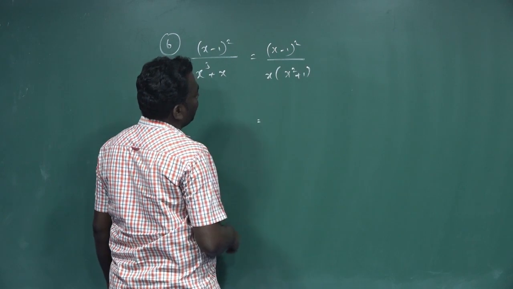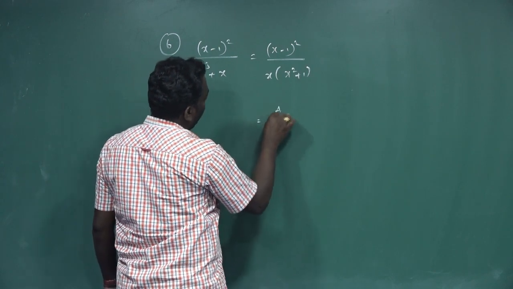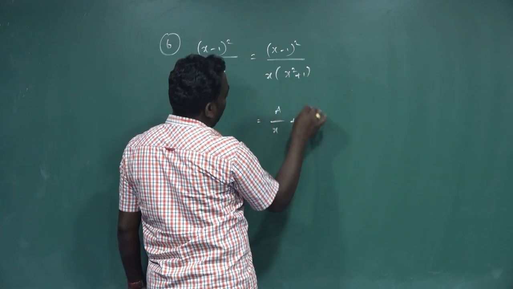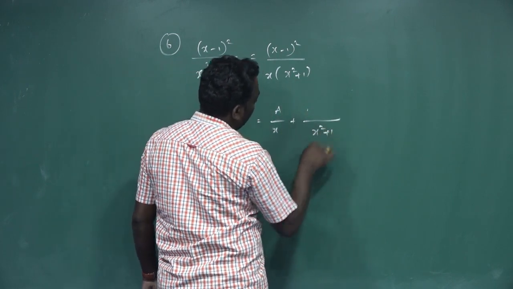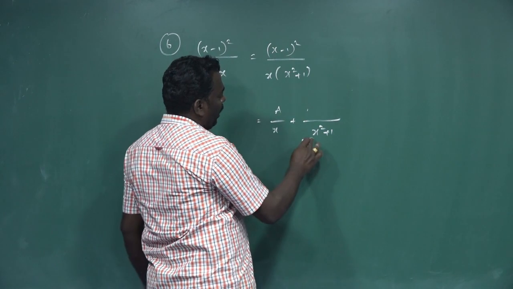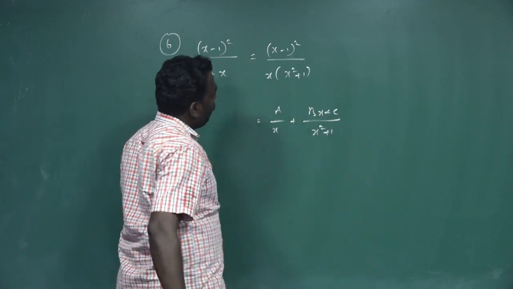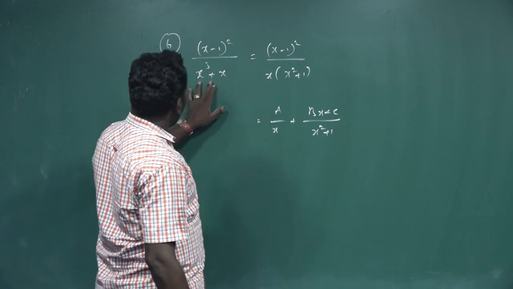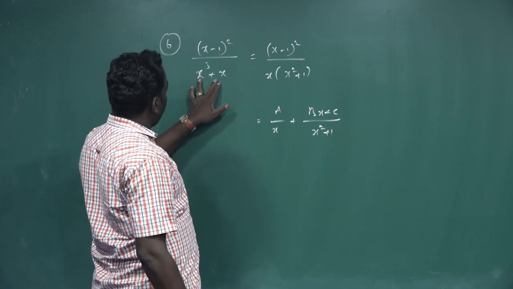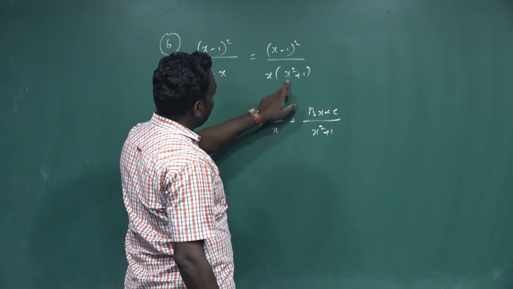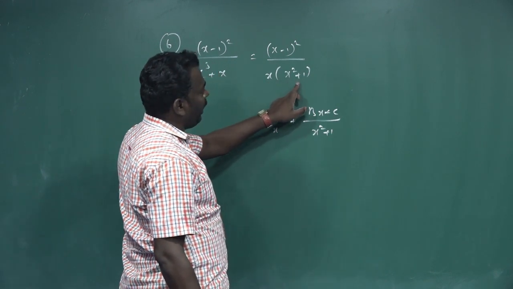Now we have to split this denominator. It is a by x, the first factor, plus the denominator x square plus 1. The corresponding numerator is in linear form. What is linear form? bx plus c. So applying the common term for x cube plus x, we can take x, and the remaining is x square plus 1. X square plus 1 is a quadratic in this equation.